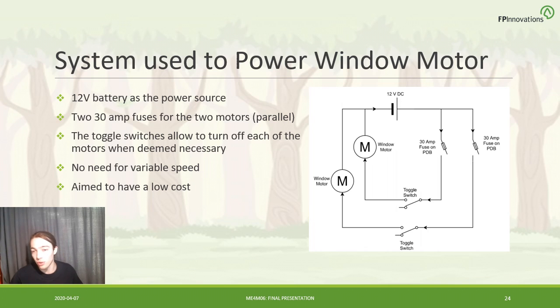So these motors were actually sourced through one of the group members who had them. They were able to obtain them from the robotics club from their high school. So we were able to save a lot of money on the motors.